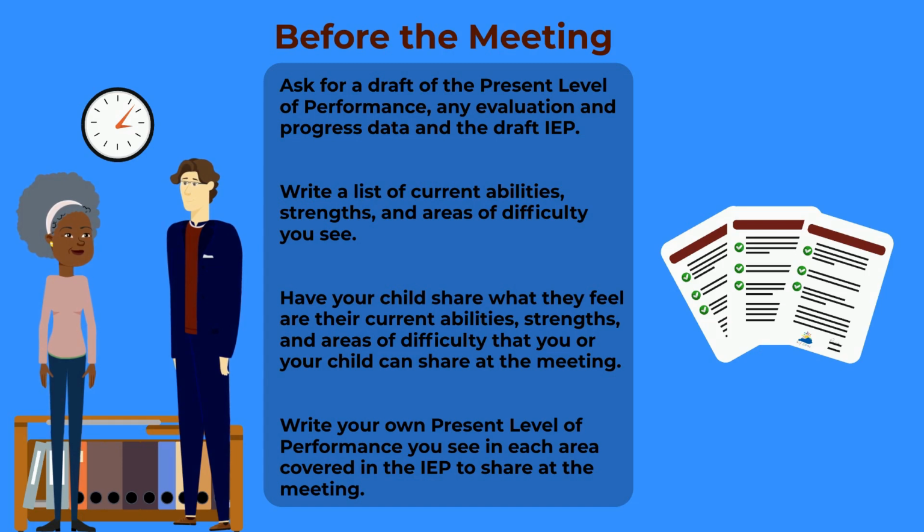Before the meeting, ask for a draft of the present level of performance, any evaluation and progress data, and the draft IEP. Write a list of current abilities, strengths, and areas of difficulties you see. Have your child share what they feel are their current abilities, strengths, and areas of difficulty that you or your child can share at the meeting. Note your own present level of performance you see in each area covered in the IEP to share at the meeting.